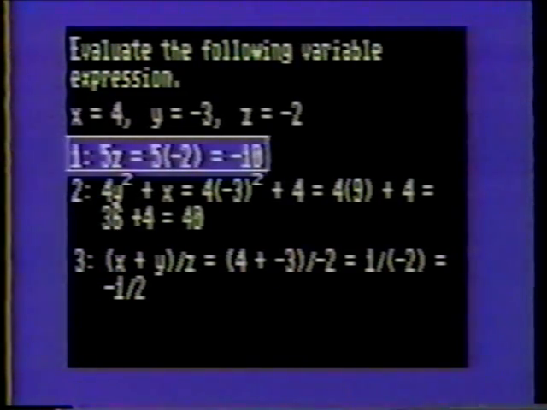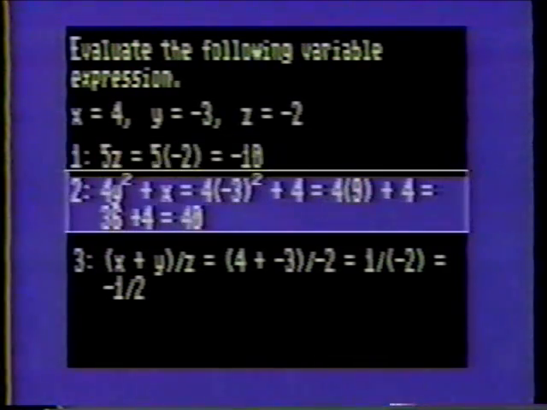Evaluate the following variable expressions. Number 1, 5 times z. Let z equal negative 2. Thus 5 times z becomes 5 times negative 2, which is negative 10.